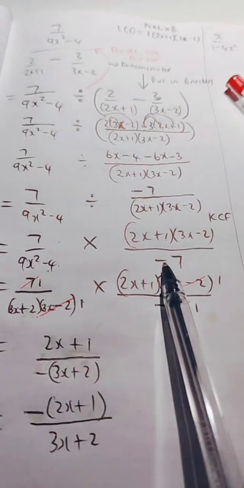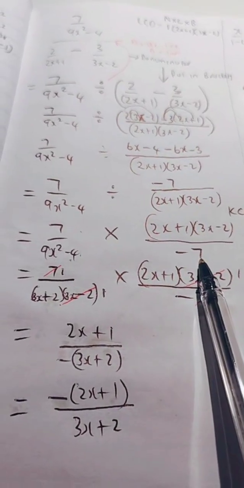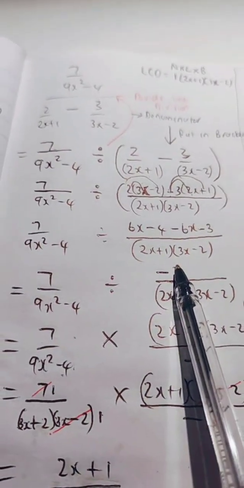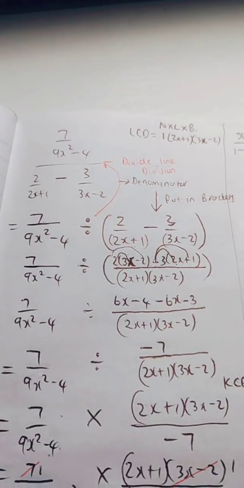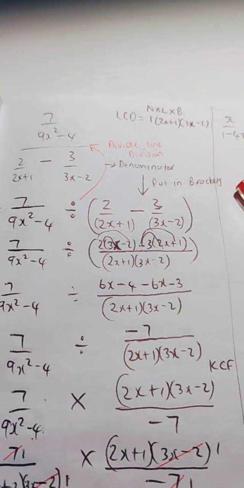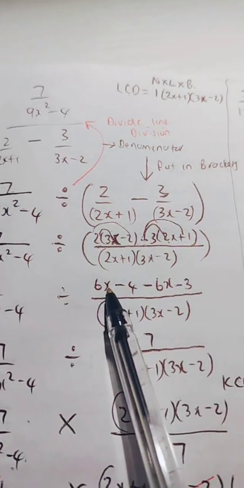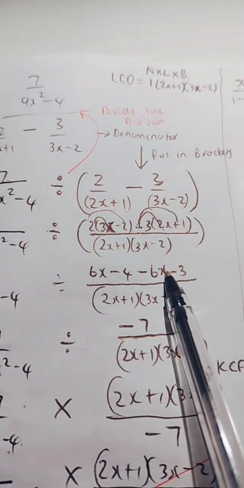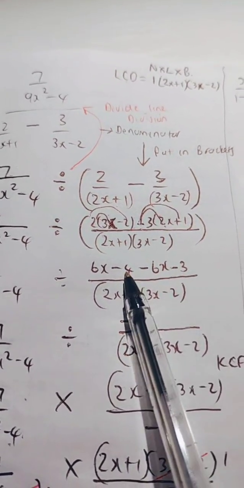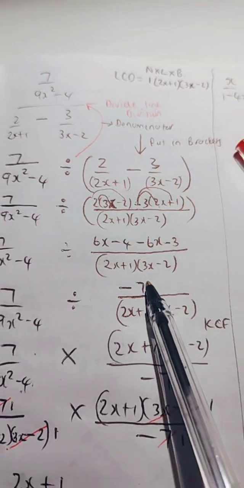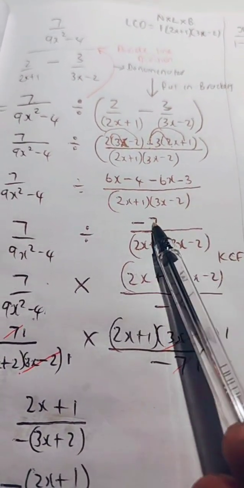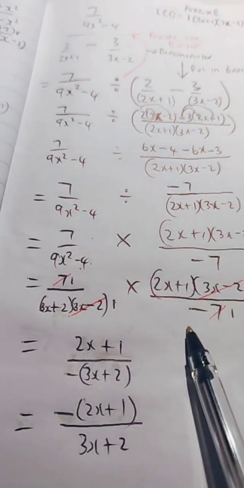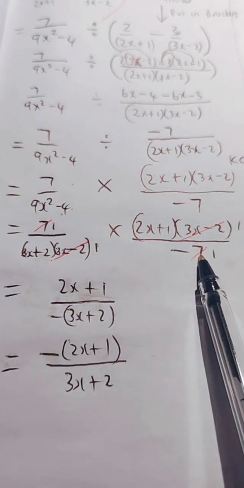Emmanuel, where are we getting the negative? The 7 was negative. It was always negative, the 7. So that's where we got the -7 from, because when we added 6x minus 6x gave us 0. Then the minus 4 minus 3 gave us negative 7. So this negative 7, when we change divide to multiply, went to the denominator. It was there. So that negative sign was there.